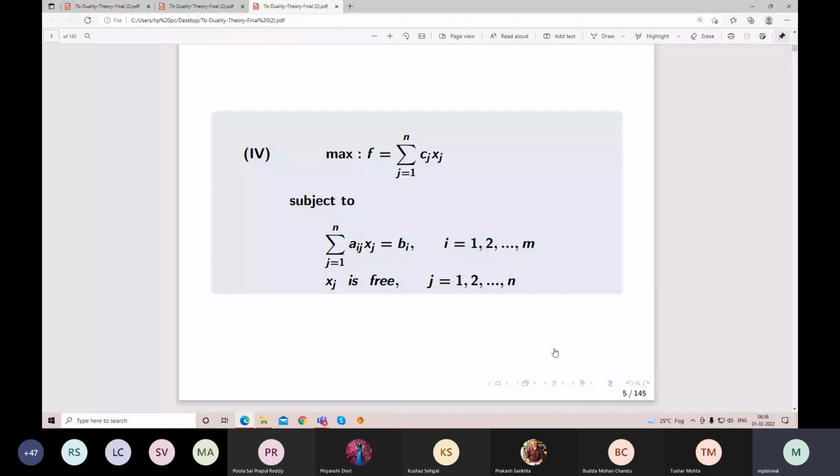So if it is minimization type, you can also find the dual correspondingly, because maximization is generally primal, minimization is dual. If minimization is primal, maximization is dual, vice versa. After completing, I will give you all the relationships between the primal and the dual. And there are 4 models.